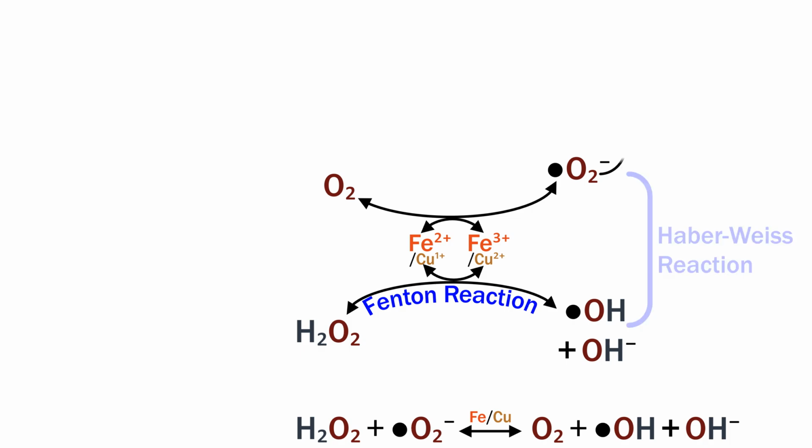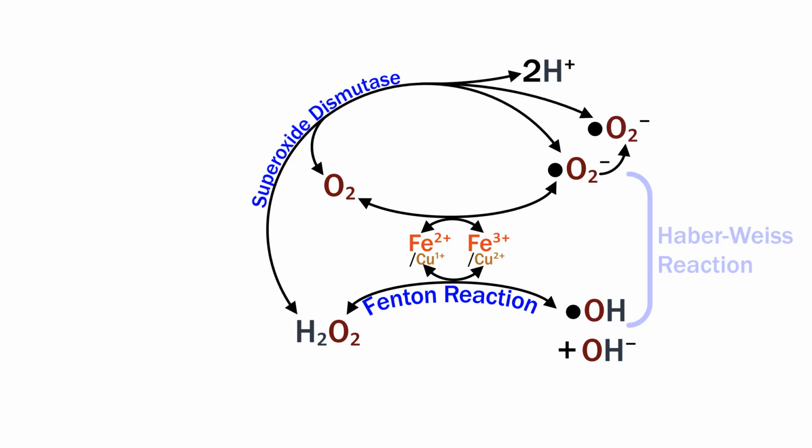How does the body get rid of these molecules? The first enzyme we'll look at is superoxide dismutase. Dismutase means it's taking two radicals and terminating the reaction, turning one into dioxygen and the other into peroxide, which are both much less reactive than superoxide.